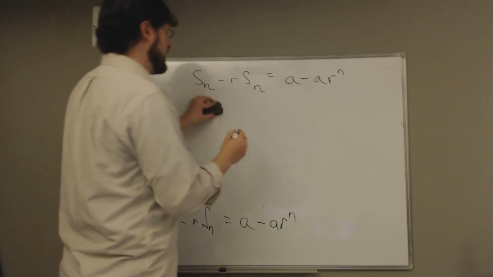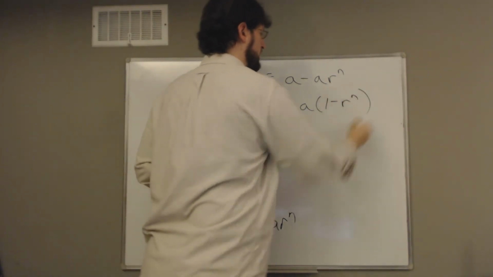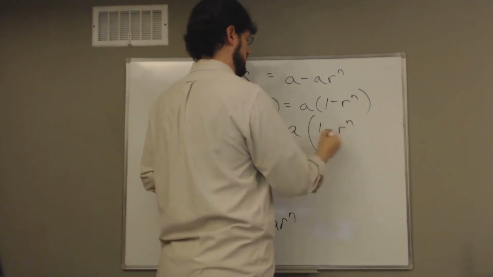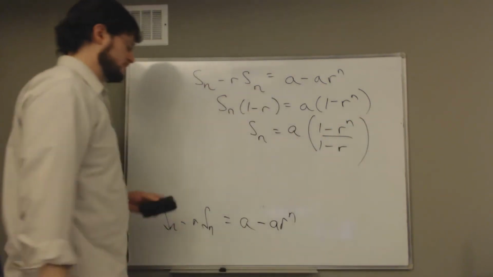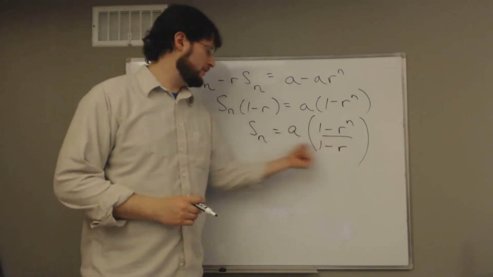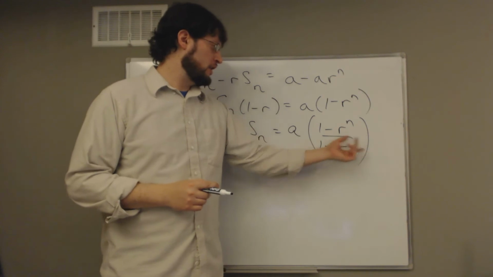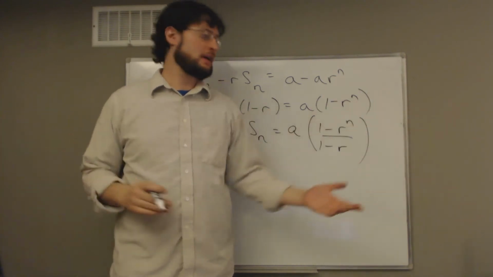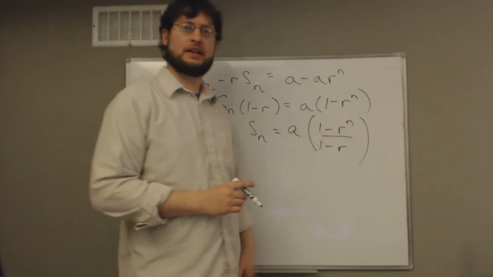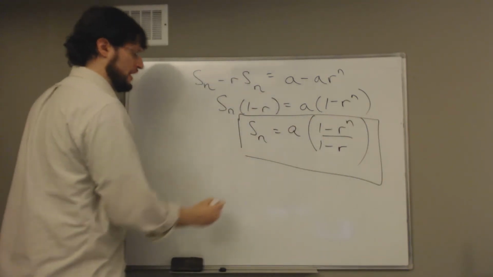Which tells me that if I factor out Sn and I factor out a, then I can solve for Sn. And what we have is a formula for the nth partial sum. And that's nice because I don't actually have to sum up. If I wanted the 100th partial sum, I wouldn't have to sum up 100 terms. I can actually just put 100 in for n and get a value. And we'll come back and use this, but we're going to go one more step.